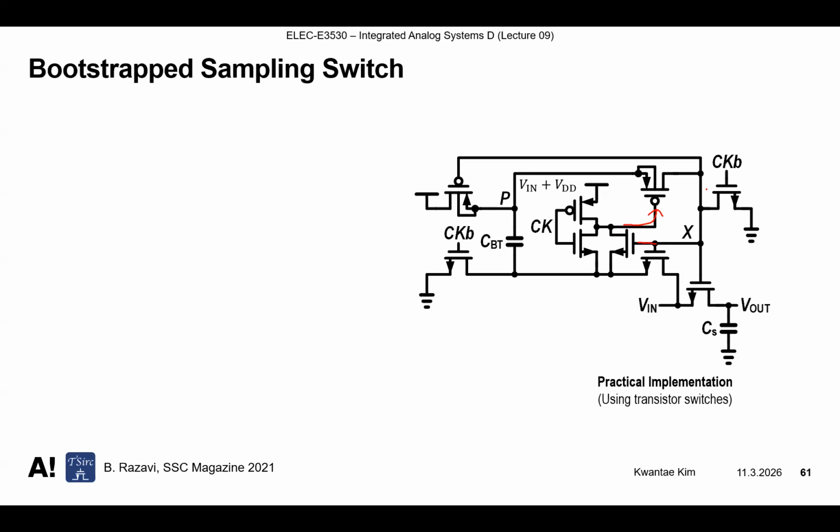And other safety measures are here, with the MOS transistor. In this case, the Vx node is as high as 2 times VDD if V-in is as high as VDD. Then VDS of this MOS transistor is too high, 2 times VDD. We don't want that kind of situation. Otherwise, this transistor will be dead. So we put another transistor in series.